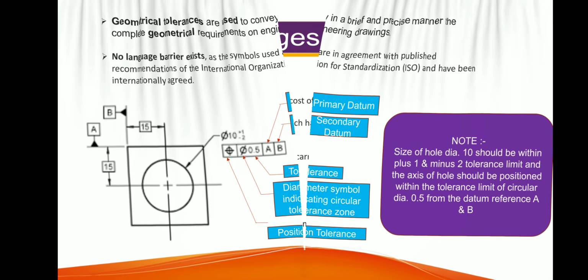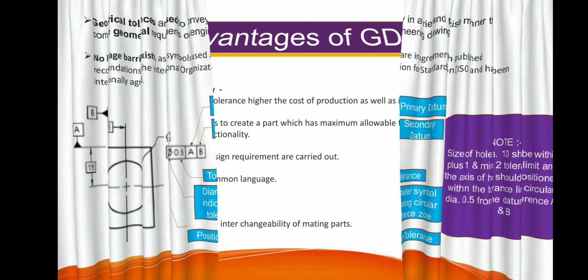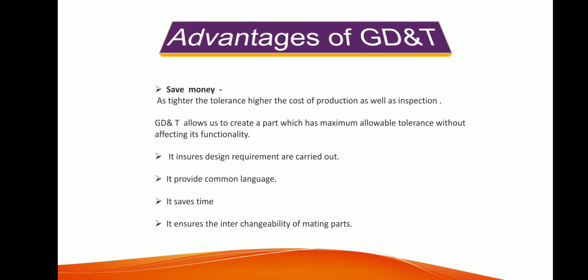The last point of this video is advantages of GD&T. GD&T saves money, as we know that the tighter the tolerance, the higher the cost of production as well as inspection. GD&T allows us to create a part which has maximum allowable tolerance without affecting its functionality. GD&T also ensures the design requirements are carried out. It provides a common language for manufacturer, designer, and quality engineer. It saves time. It ensures the interchangeability of mating parts.